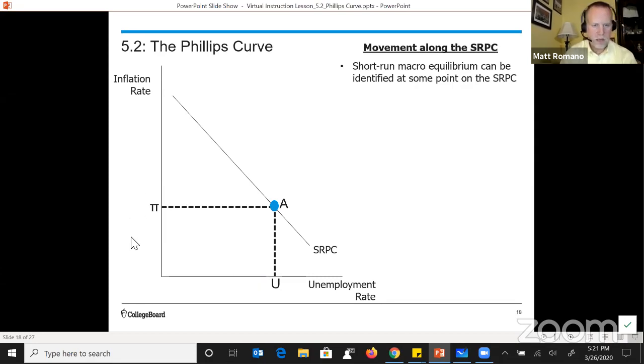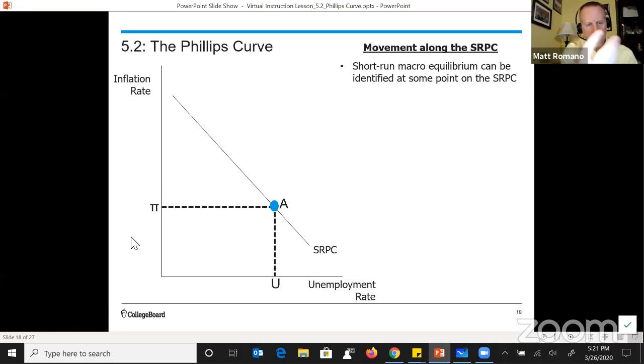That's the symbol pi, the Greek letter pi, which we can use as an abbreviation for inflation. Pro tip here, I would not use the letter I. A lowercase i indicates interest rates, and uppercase I indicates investment spending. You're much safer using pi, which is widely accepted, or just writing the word inflation. All right. So point A can represent some combination of inflation and unemployment.